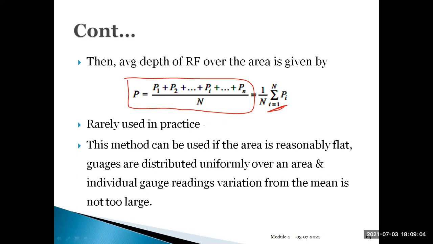This is not a commonly used method, it is a rarely used method. You can use this arithmetic average method reasonably only for flat areas, where the gauges are distributed uniformly over an area, and where individual gauge readings' variation from the mean is not too large. Only when the variation is not too large can you use this arithmetic average method.